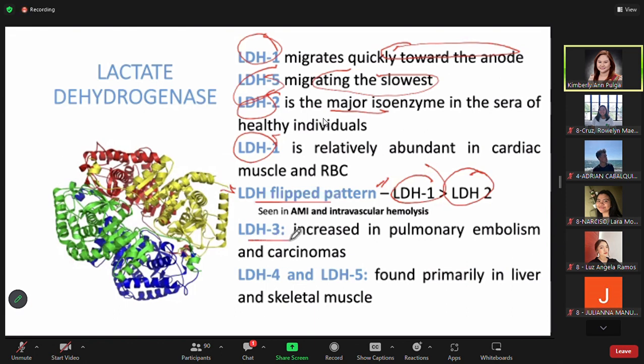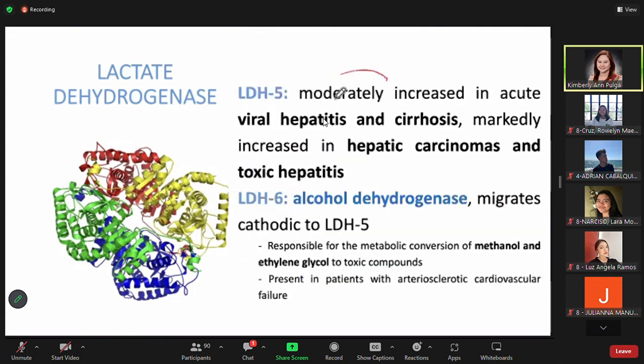And then LDH3, increase in pulmonary embolism and carcinomas. 4 and 5, found primarily in liver and skeletal muscle. LDH5, moderately increase in acute viral hepatitis and cirrhosis, markedly increased in hepatic carcinomas and toxic hepatitis.